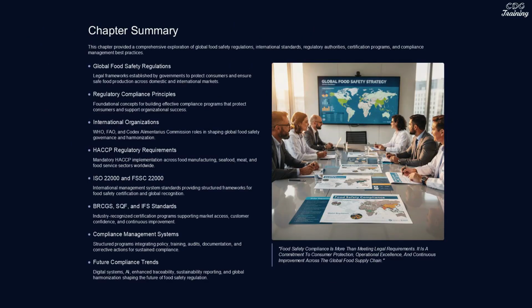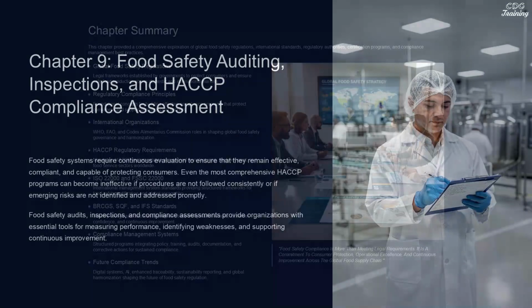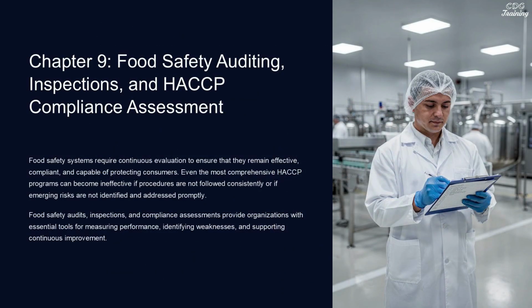This chapter provided an overview of global food safety regulations, international standards, regulatory authorities, compliance management best practices, and future trends. Key topics included global food safety initiatives, regulatory compliance principles, international organizations, HACCP requirements, ISO standards, and compliance management systems. Food safety systems require continuous evaluation to ensure they remain effective, compliant, and capable of protecting consumers. Even the most comprehensive HACCP programs can become ineffective if procedures are not followed consistently or if emerging risks are not identified and addressed promptly.